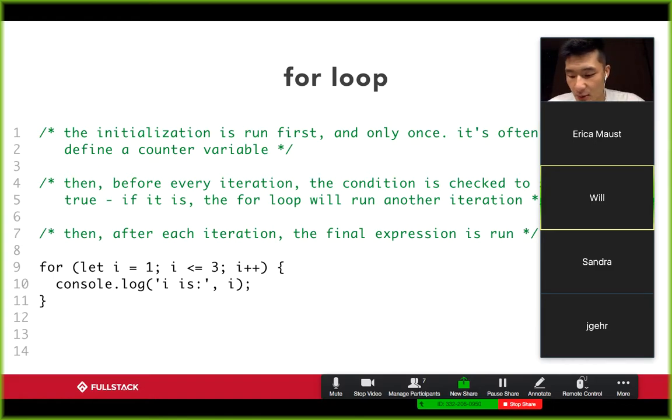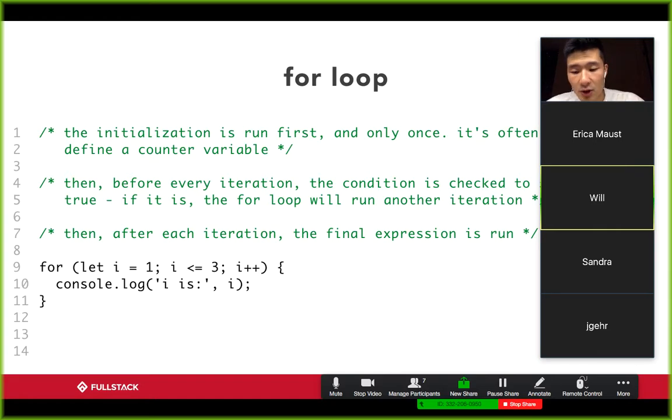One of the biggest mistakes I see people make when they use a for loop is that they think the initialization runs every time the loop runs, and the answer is no. It only runs once before any loop runs, and then every subsequent loop after that, it doesn't run anymore, right? So we only say let i equals 1. We only create this variable called i once, and we set it equal to 1 initially.